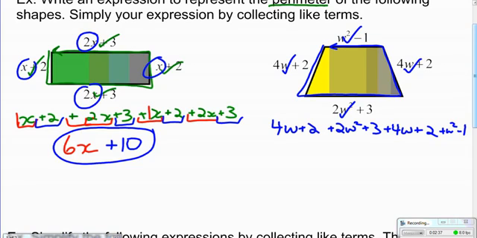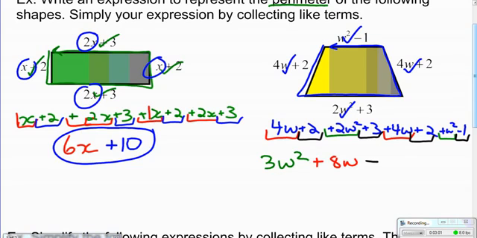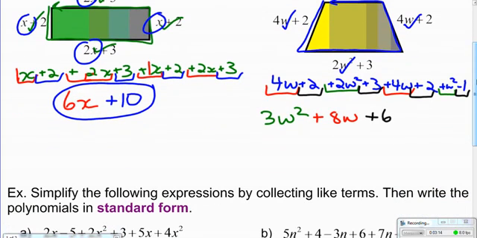So again, starting with the highest exponent is the w squared. So we have 2w squared plus 1w squared, that gives 3w squared. We'll move to the w's, so 4w, 8w, and then the constants, so 2, 5, 7, minus 1 is positive 6. So 3w squared plus 8w plus 6. None of those have the same variable and exponent, pardon me, so those are like terms combined. That's as far as we go.